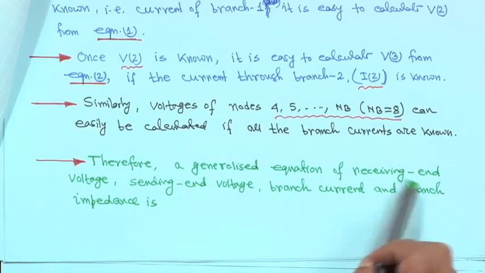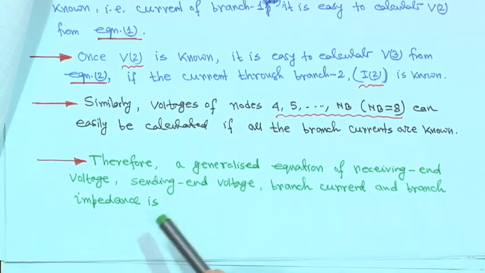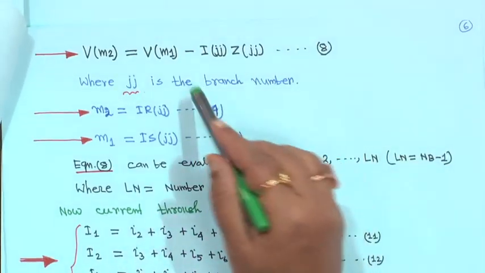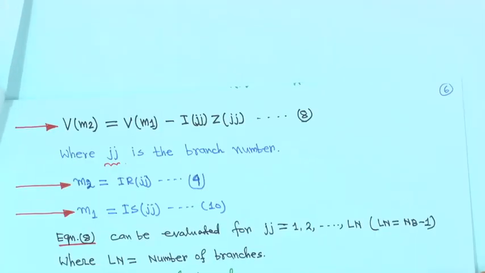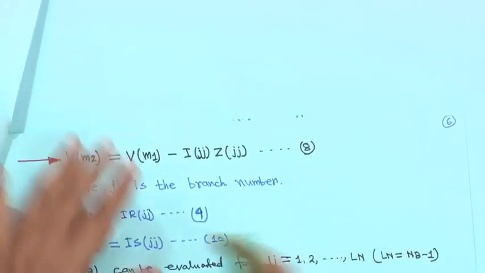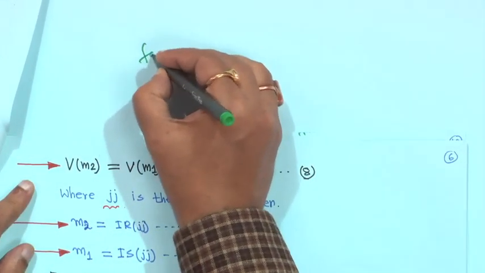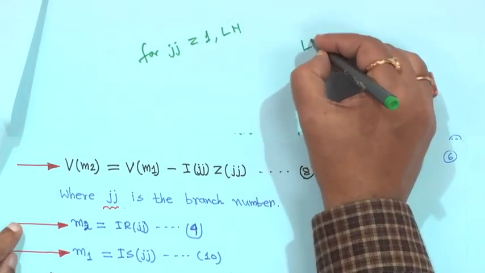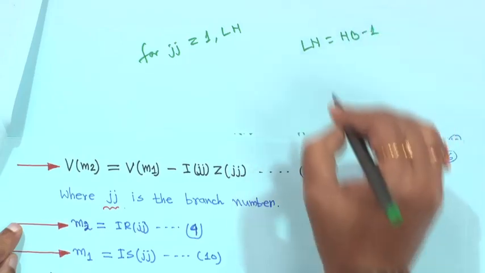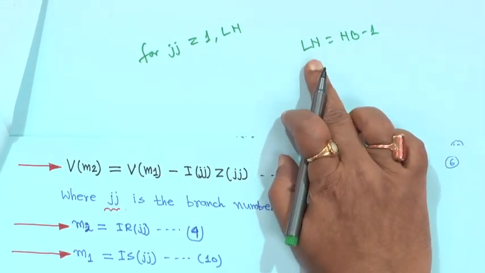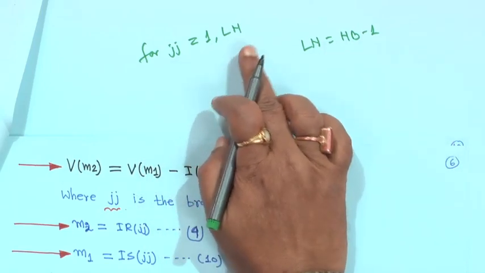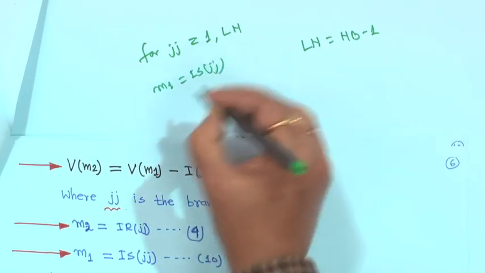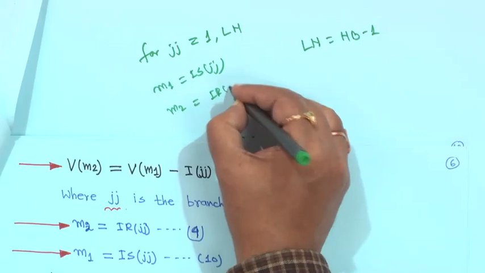Therefore, we have to write a generalized equation of receiving end voltage, sending end voltage, branch current and branch impedance. The generalized equation will be Vm2 is equal to Vm1 minus Ijj Zjj, right, but Ijj is not computed yet, we have to do that when we write the code. For jj equal to 1 to Ln, where Ln is the total number of branches, that means Ln is equal to Nb minus 1, where Nb is the total number of nodes. So, branch number will be one less, Nb minus 1. For jj equal to 1 to Ln, you define m1 is equal to the sending end node ISjj, and m2 is equal to IRjj, right.